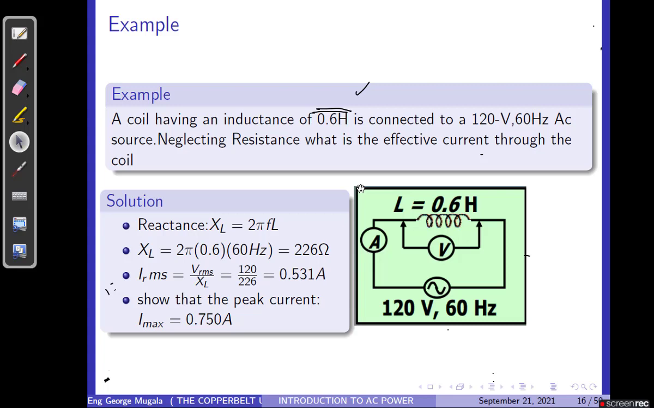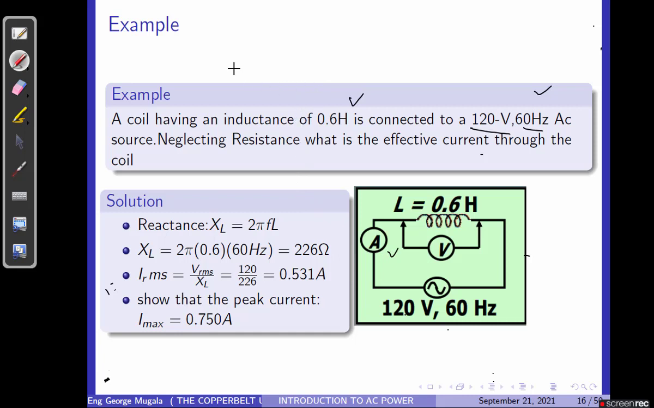Now here's an example on how you calculate all of this. So now here's the question. The question says a coil having an inductance of 0.6 Henry is connected to a 120 volts, 60 Hertz AC source. 120 is the RMS value and this is the 60 Hertz frequency. Neglecting resistance, what is the effective current through the coil?